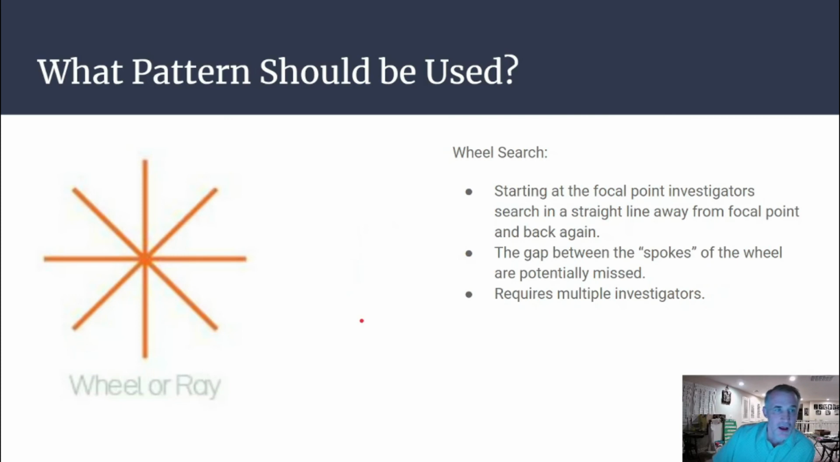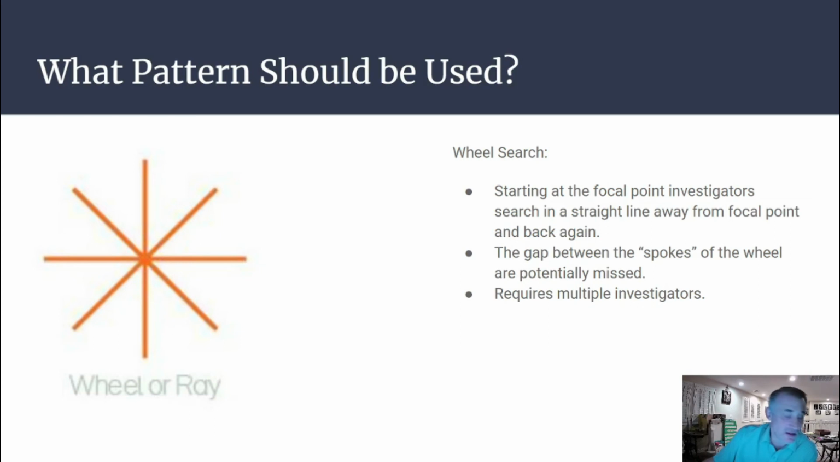All right. Then you have the wheel or ray pattern. This is basically, usually you're starting at the focal point, right? Here's the focal point. And then you have investigators search in a straight line away from the focal point. Okay. And then you have another investigator that might be searching in this direction, and maybe a third investigator would be searching in this direction. So this can work, and usually after you go in one direction, you're coming back.